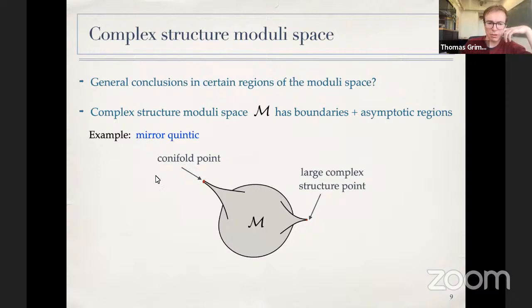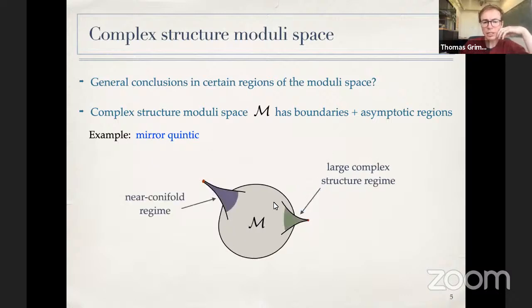Well, let's look at a relatively simple example, namely the mirror quintic. The moduli space of the mirror quintic is just a two sphere. And in fact, one has to exclude certain special points from this moduli space, namely three special points. At these special points, the manifold actually wildly degenerates. Or sometimes more mildly, but it can also really wildly degenerate. For example, in the conifold point, this degeneration is not too bad, and we understand it rather well. But there are also really wild degenerations, like a large complex structure point where everything blows up and becomes large. So these are the boundaries of the complex structure moduli space, these special points.